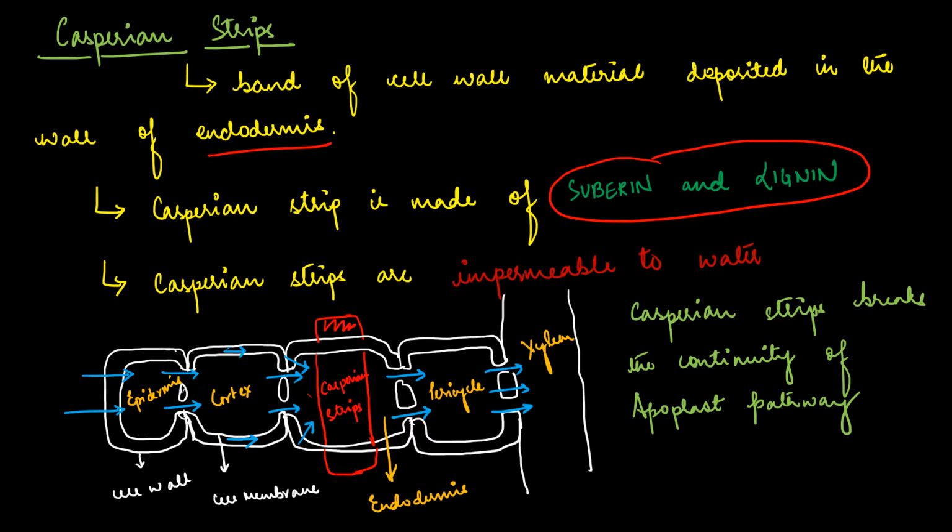That means these Casparian strips are impermeable to water. So water has to change its path. We will see how water flows in epidermis and cortex, how it flows in Casparian strips. Clear? So here, why is the Casparian strip unique from others? Because it is made up of suberin and lignin, which makes Casparian strips impermeable to water. Right? The rest are all permeable to water. Rest all means who? Epidermis, cortex, xylem.